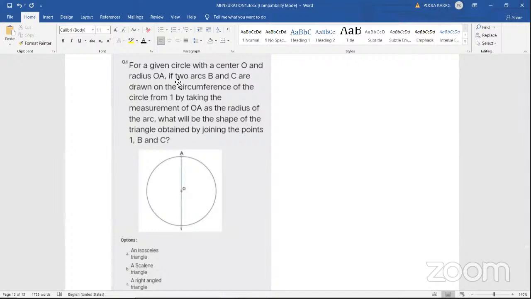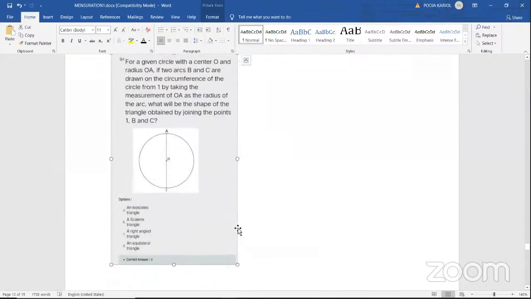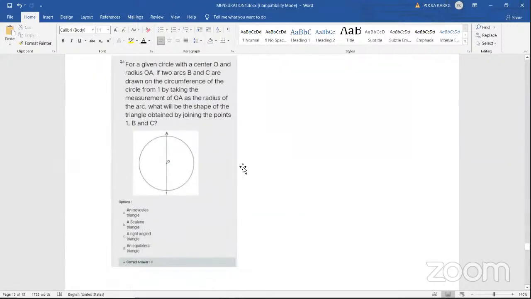For a given circle with center O and radius OA, if two arcs B and C are drawn on the circumference of the circle from A by taking OA as the radius of the arc, what will be the shape of the triangle obtained by joining the points A, B and C? How many of you could solve this?